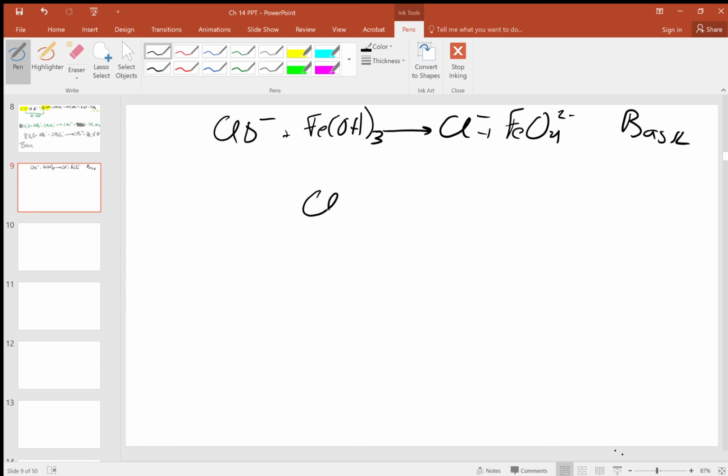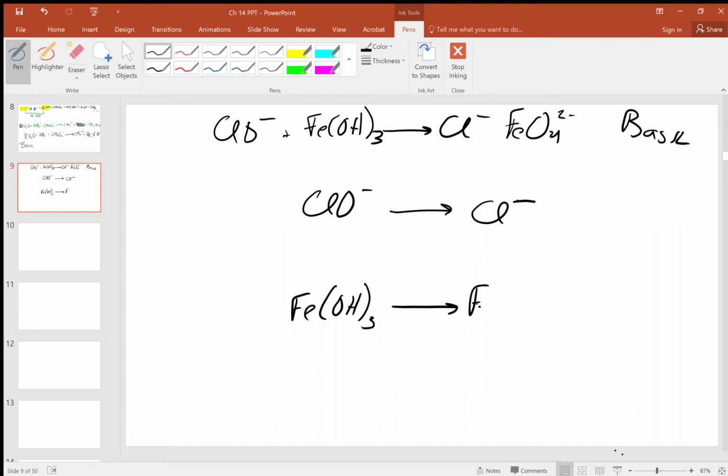So ClO⁻ is one of our starting materials. Its product is going to be the other chlorine containing compound, which is Cl⁻. And our second half reaction is iron hydroxide to form FeO₄²⁻.